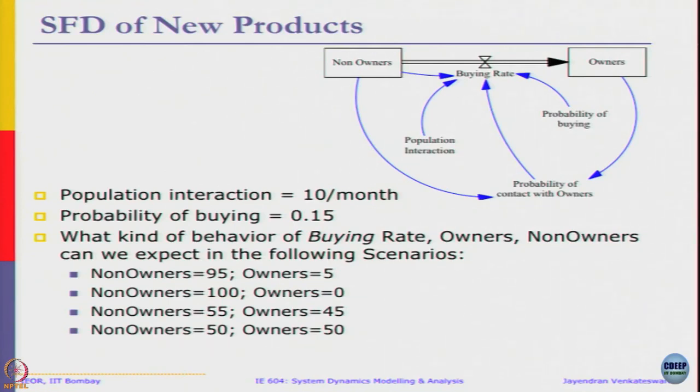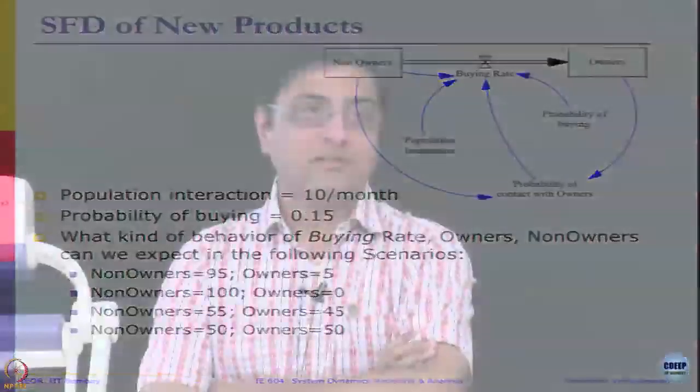Then quickly make note of the parameter values so that I can open WinSim and show the model there. Population interaction, keep it 10, probability of buying 0.15, 15% chance to buy. The interesting thing that happens is that this probability of contact is going to vary along with the number of owners. As the number of owners increases, that is also expected to increase, correct, because the denominator is constant. The only thing that affects this is the owners.